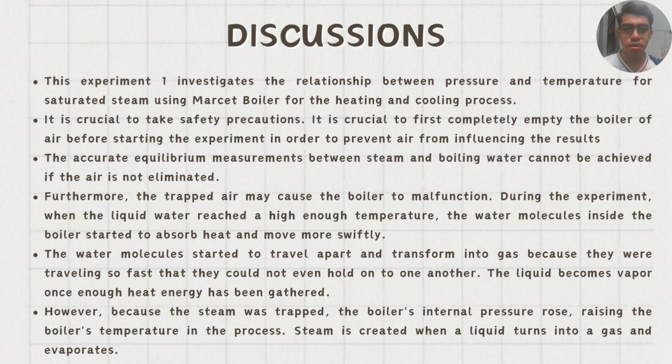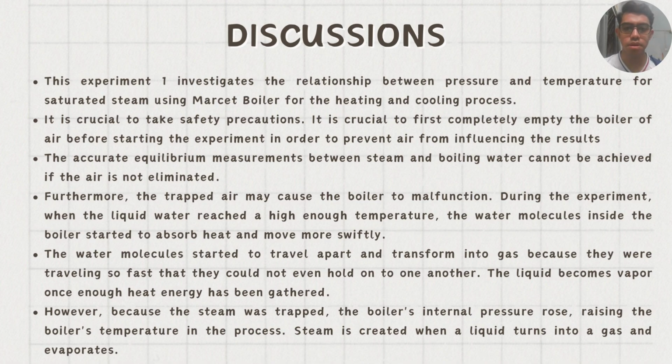Next, we are moving on to the discussion part. This experiment investigates the relationship between pressure and temperature of saturated steam using the Marcet Boiler for the heating and cooling process. It is crucial to take safety precautions. It is crucial to first completely empty the boiler of air before starting the experiment in order to prevent air from influencing the result. The accurate equilibrium measurement between steam and boiling water cannot be achieved if the air is not eliminated. Furthermore, the trapped air may cause the boiler to malfunction.